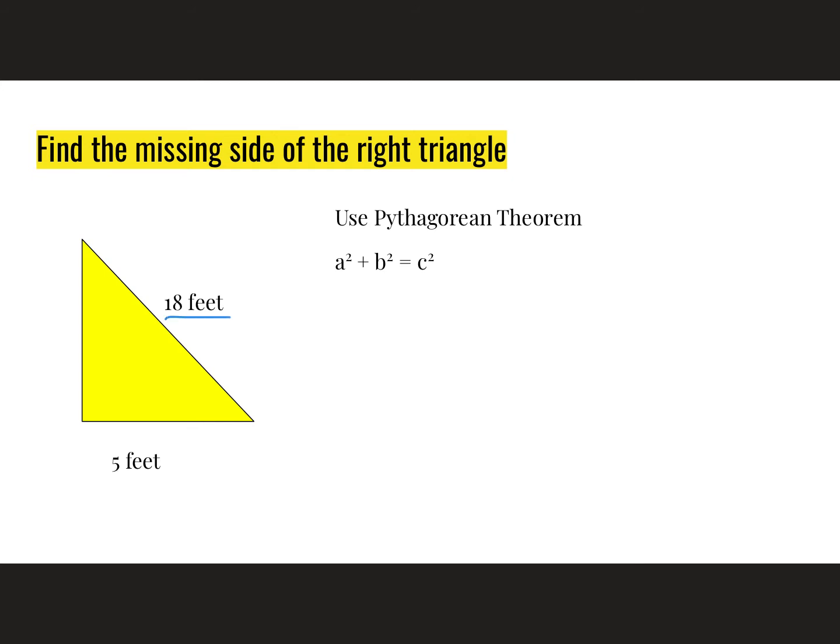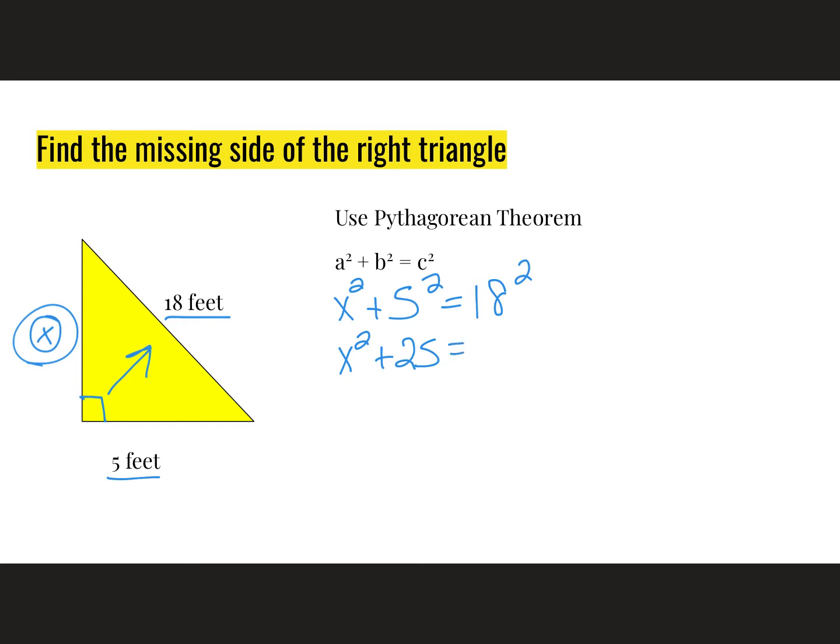So I see that I have 8 feet, 5 feet, and then I have a missing side. We call this x. Well, here's my right angle, so that means my hypotenuse is 18 feet. I'm going to say that's c. So I've got x squared plus, side b is 5, 5 squared equals 18 squared. So let's get rid of those squares. I have x squared plus 25 equals, now I don't know 18 squared off the top of my head, but I can do it in my calculator very quickly. And I get 324.